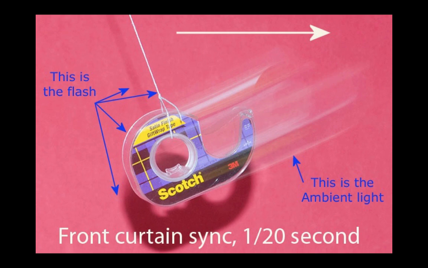So we take a picture. As soon as the curtain opens, that flash goes off, and it freezes the Scotch tape at the beginning of the motion. Then, as the shutter remains open, okay, because we're using a slow shutter speed, maybe 1/20th of a second in this instance, you'll see the ambient light continue to make an exposure which shows that motion going the wrong way. In order to combat that, we use what we call second curtain sync.